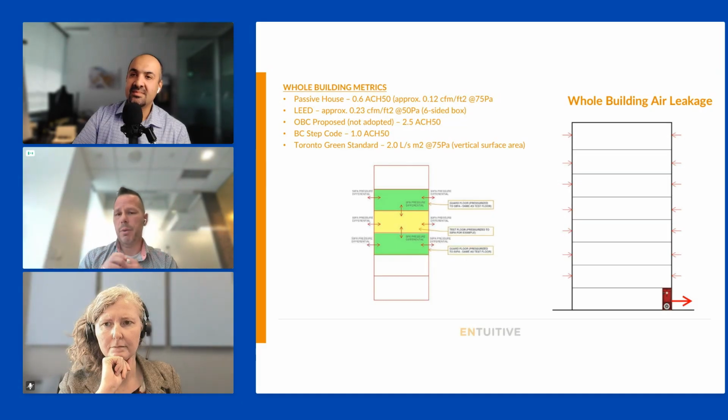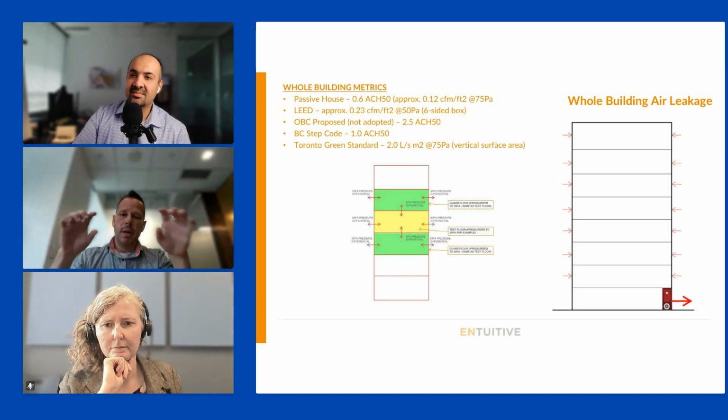Again, a very simple pictogram: you basically pressurize the floors above and below your test floor to the same pressure. So effectively you have no air leakage between the floors because you've neutralized that plane, and you're only measuring leakage through the enclosure that is on the test floor.